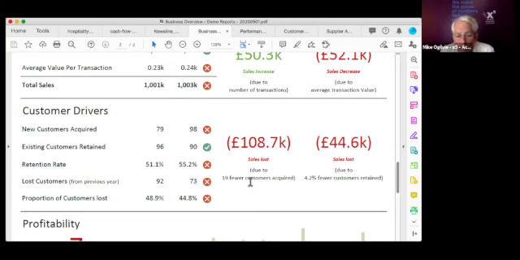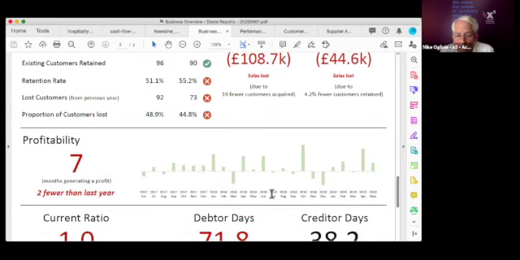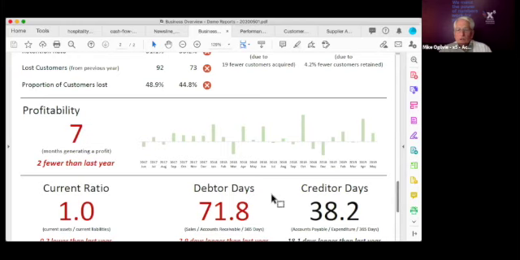So the actual impact, proportion of customers lost, 48.9%. So the impact of this means that we've lost value of 108,000 sales due to 19 fewer customers based on their average transaction value. So this is not just to impress you.